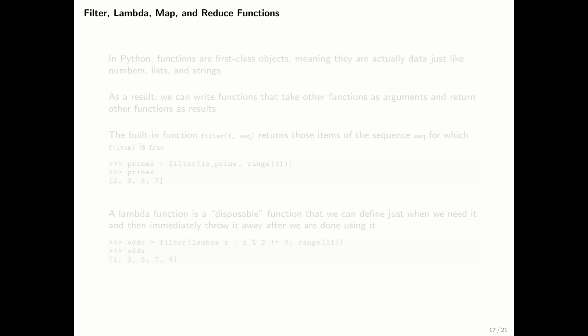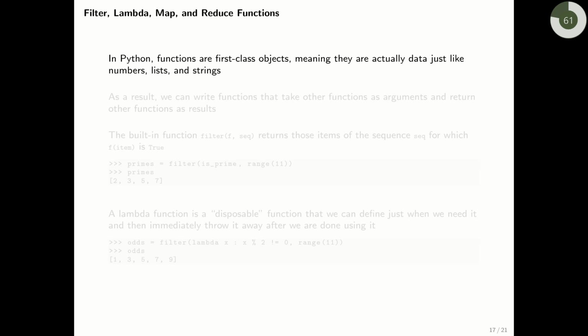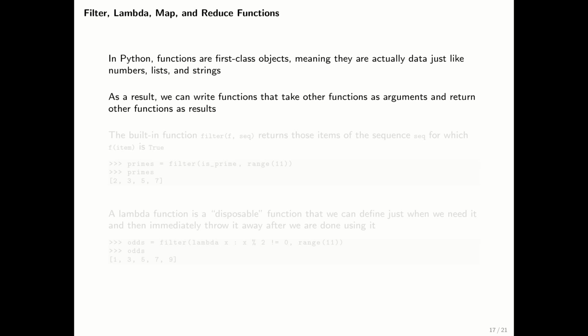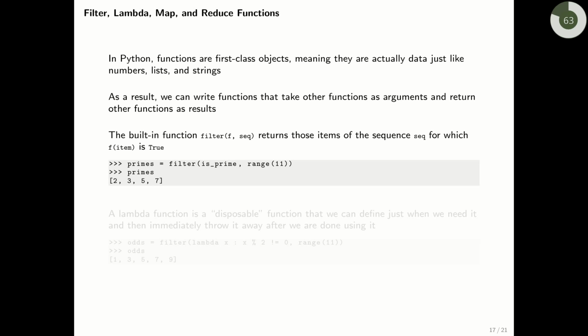Now let's talk about some special forms of functions, which are filter, lambda, map, and reduce functions. In Python, functions are first-class objects, and what that means is that they're actually just data, like numbers, lists, and strings. Okay? And as a result, you can write functions that take other functions as arguments, and you can also write functions that return other functions as return values. And that's really very powerful, right? And let's look at some examples. And the examples that we're going to consider are these four different functions in Python, which are filter, lambda, map, and reduce. So let's first start with the filter function.